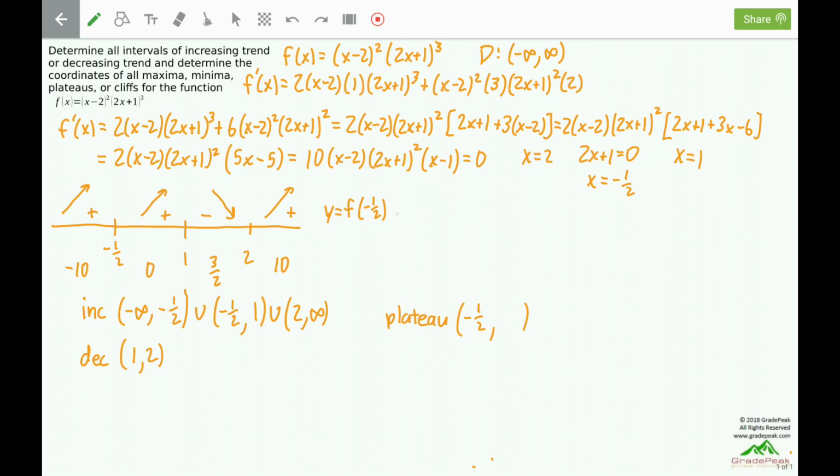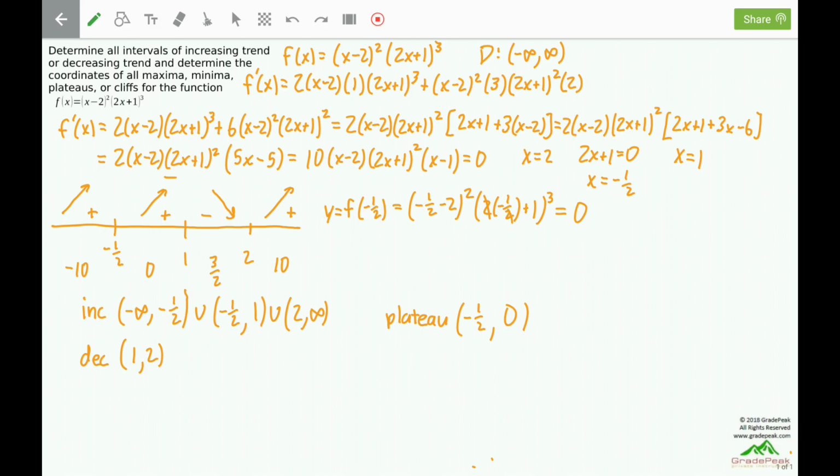So f of -1/2 will give us the y-coordinate. That will be -1/2 minus 2 squared, and then 2 times a -1/2 plus 1 cubed. Well, 2 times a -1/2, the 2's can cancel, and -1 plus 1 is 0, and that'll be 0 cubed, and then times the rest of it. So the entire thing will be 0. So that plateau will have a y-coordinate of 0.